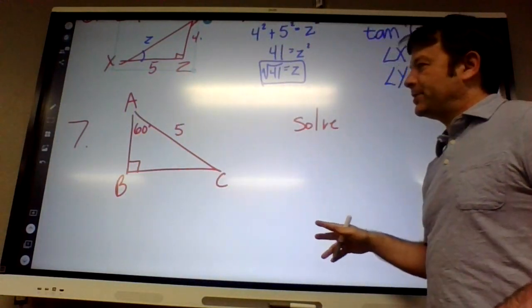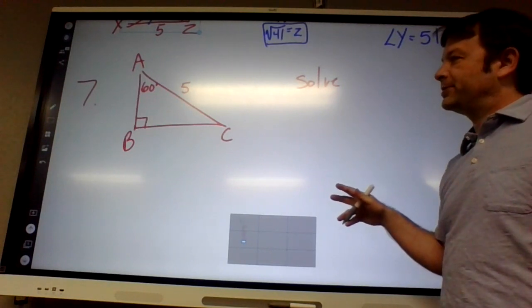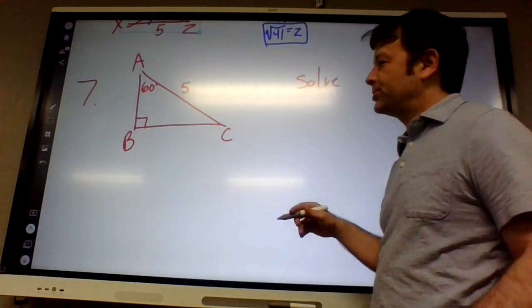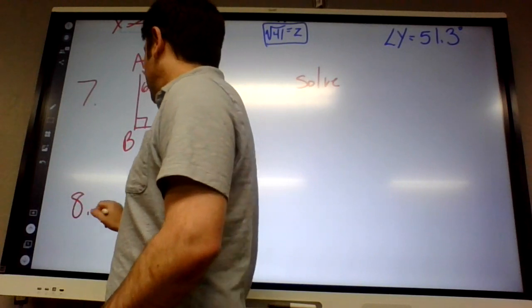We're still going to solve the triangle, but what's different about this triangle? It's special.